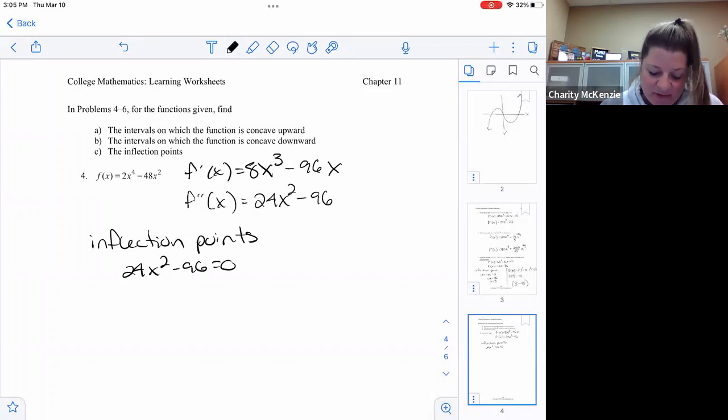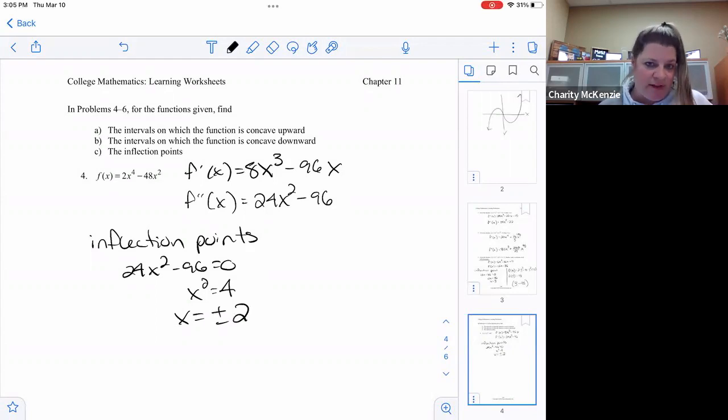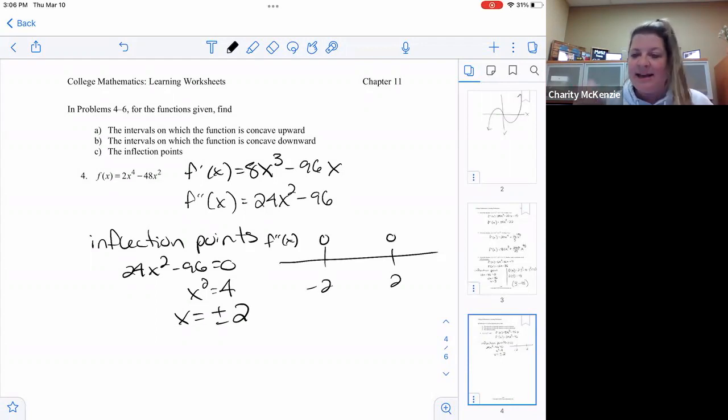Add your 96 over, divide, I get x squared equals 4. So x is equal to positive or negative 2, square root of 4. So those are our two inflection points. We don't have any partition numbers because we still don't have an x in the denominator. So we're still going to do our sign chart of -2 and 2, but this sign chart will be of the second derivative instead of the first. These are still zeros, not ND, not defined, because they are from getting where the second derivative equals 0.